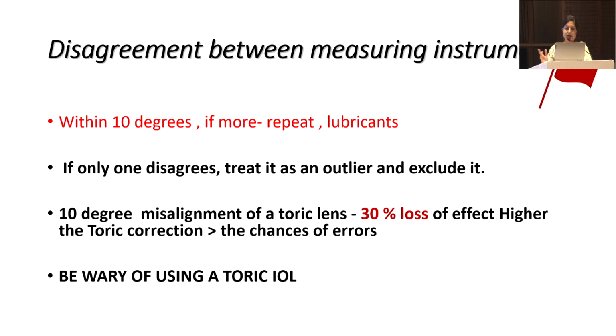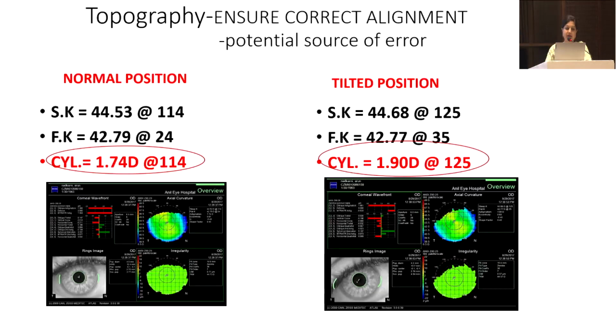And yes, like we said earlier, if there is a misalignment of the toric lens, it is extremely important because if there is a problem in the capturing of the data, if your keratometric reading is imperfect and your alignment is imperfect, then you are bound to have imperfect visual outcomes, and you need to be very wary in these patients. Even ensure data capturing, as I said, because if it's a tilted eye, you can see how a 1.74 has changed to a 1.9, and this itself can induce astigmatism.